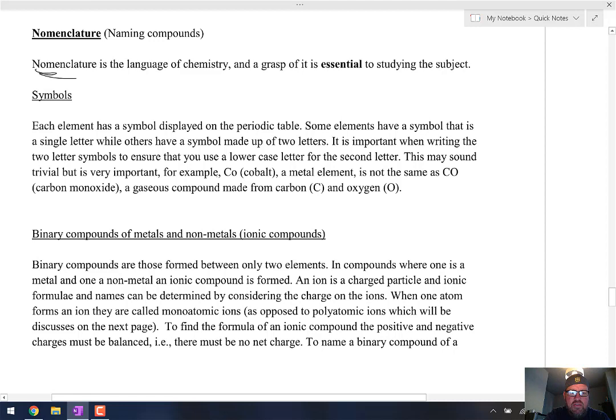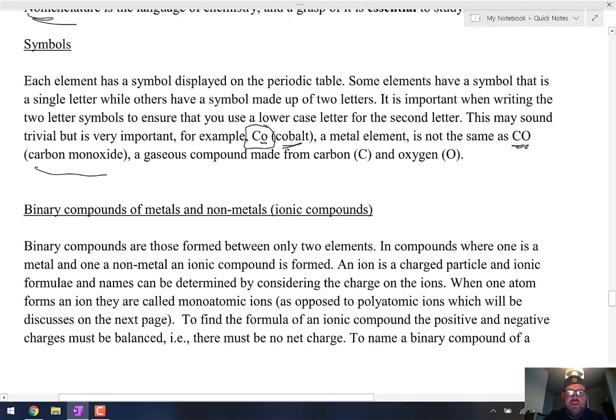Notice that when a symbol for an element is a two-letter symbol, that second letter is always written as a lowercase. So in this case, capital C lowercase o is the element cobalt. Capital C capital O is actually carbon monoxide. Okay, so not a big deal. They're not going to mark you off for that on the test. Just know that that is how it should be.